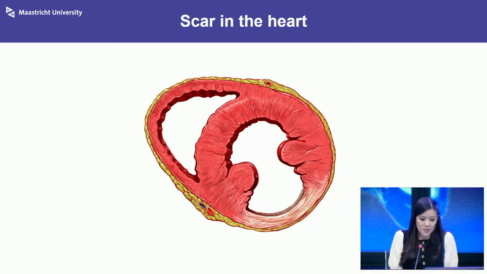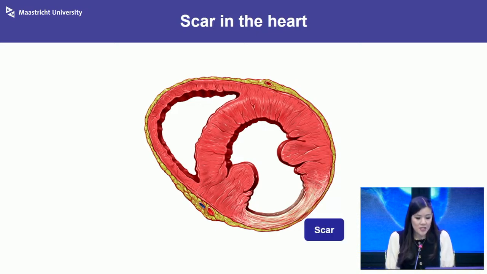When oxygen supply to the heart is reduced, as in the case of a heart attack or myocardial infarction, the muscle tissue in the heart is replaced by scar tissue. Scar tissue is linked to unfavorable outcomes to CRT, given that pacing in scar is less effective.